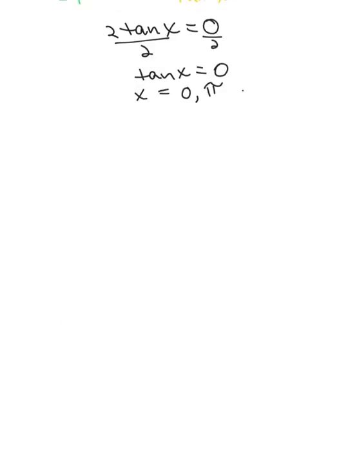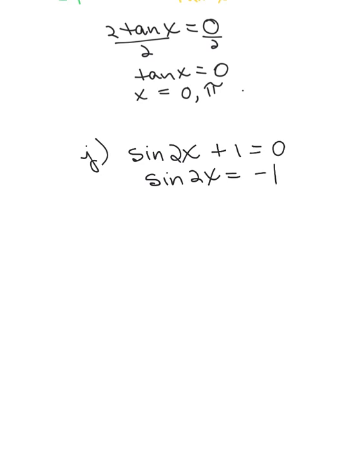The last problem of this type that I want to look at is J, and what's different about this one is instead of just saying x, we have the sine of 2x plus 1 equals 0. In order to solve this, you still want to get the function by itself. So we are going to subtract 1 and get the sine of 2x equals -1.